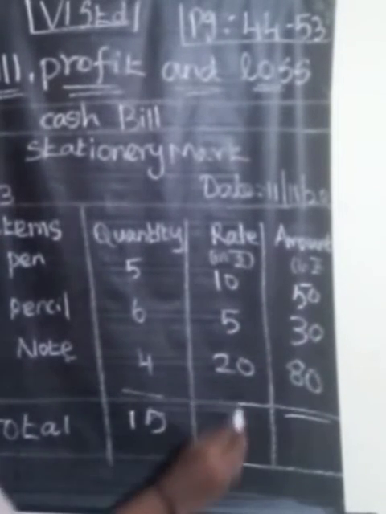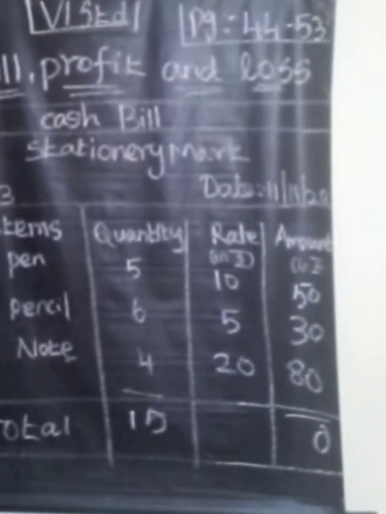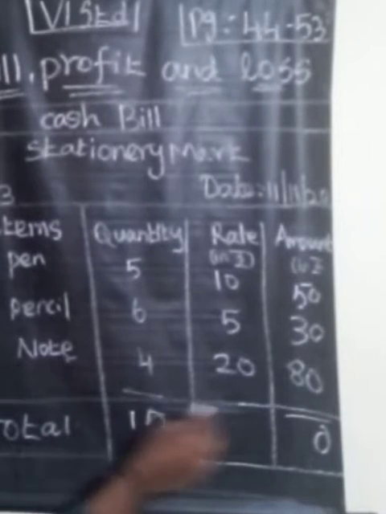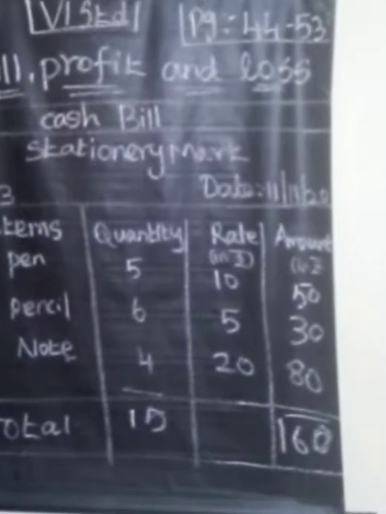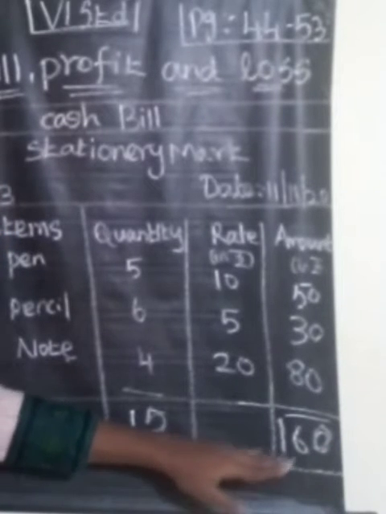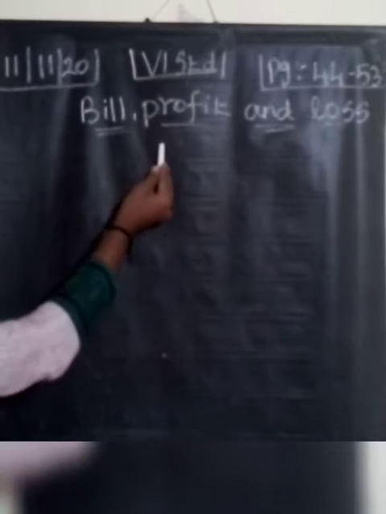Adding all these values: 0, 5 plus 3, 8, 8 plus 8, 16. So the total amount is 160. Okay. Next, profit and loss.